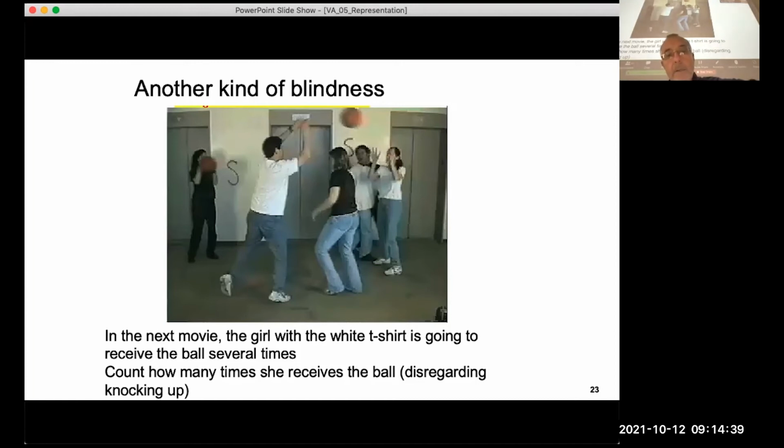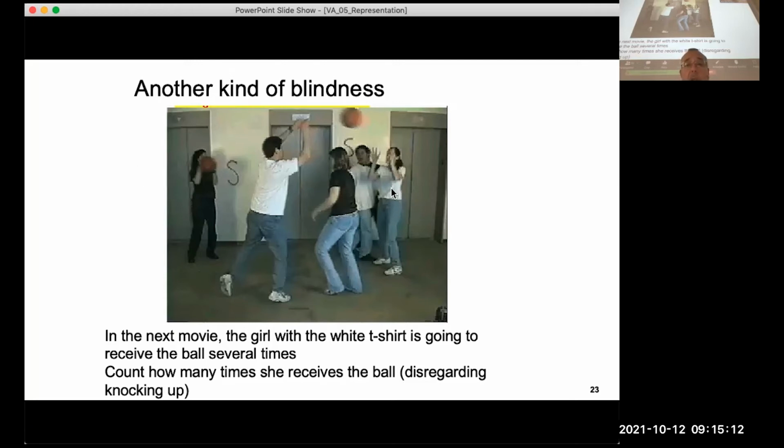And let's go for another kind of blindness. Maybe you are familiar with this movie. It's very old on the web, but however, let's go with this experiment. Here we have a movie in which some people are throwing a ball around, knocking it on the floor and passing.